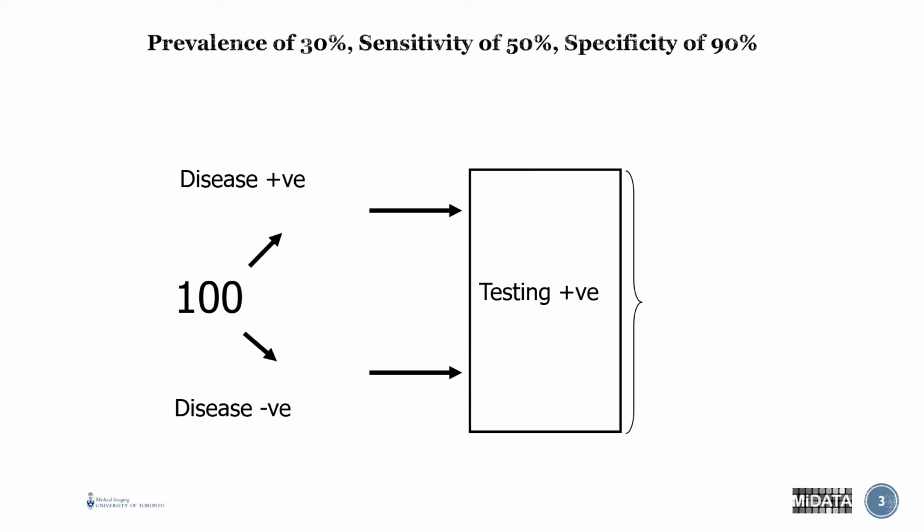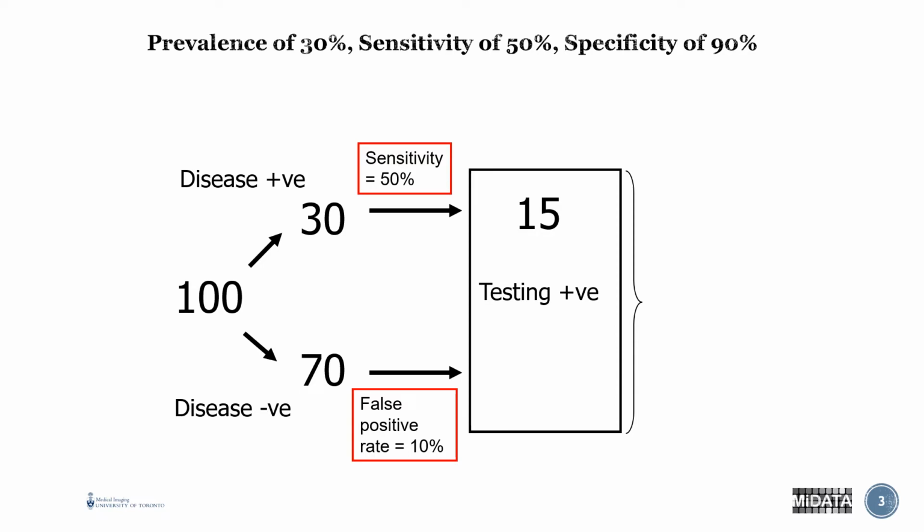Okay, so try and do this in your head or on a napkin, whatever works for you. Now, if in the population we have 30% who have the disease, so this is the 100% of the population, we're going to have 30% that have the disease, 70% that don't have the disease. So far, easy. If your sensitivity is 50%, then 15 of the 30 will test positive. Makes sense, right?